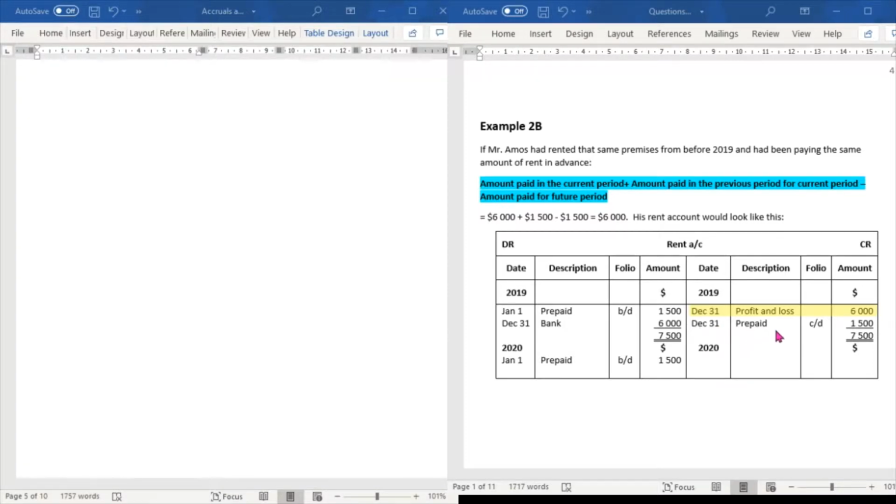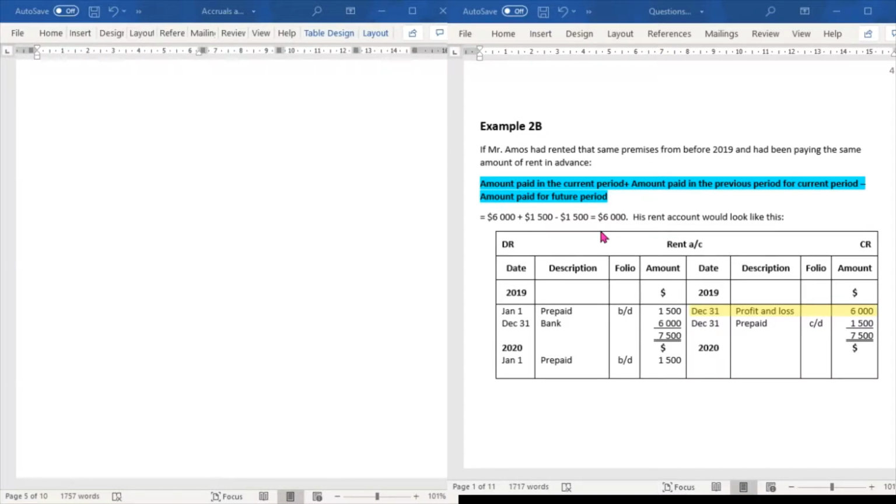The amount that was prepaid is a current asset for Mr. Amos. So it will be brought down on the debit side of the rent account in the next period. Now let's reason it out. The amount paid during the current period plus the amount paid in the previous period for the current period minus the amount paid for the future period is the amount that will be transferred to the profit and loss account.